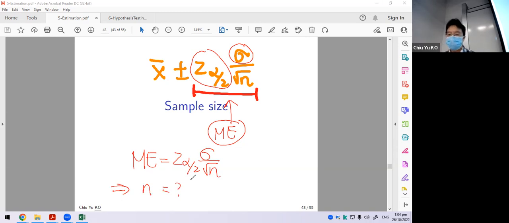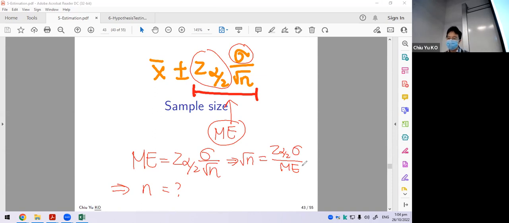How to do this high school algebra? You have to first make root n the subject. You move that to the other side and move m to the other side. So that's what you get: sigma over m.